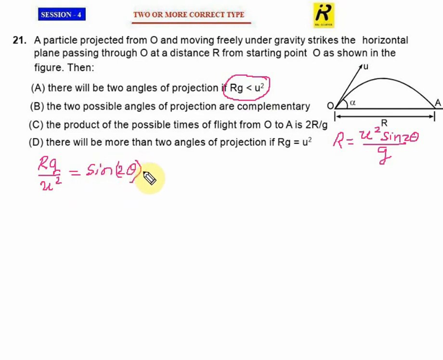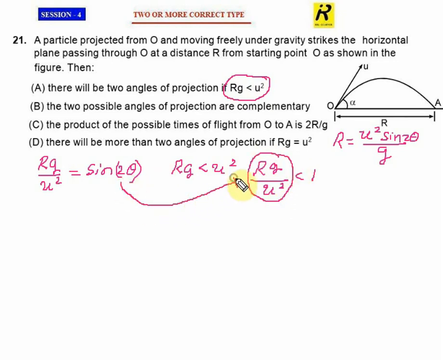Now they are saying Rg is less than U square in the condition. So Rg is less than U square means Rg divided by U square is less than 1. That means Rg divided by U square is nothing but sine 2 theta. That is what we are looking at here. So sine 2 theta is less than 1.